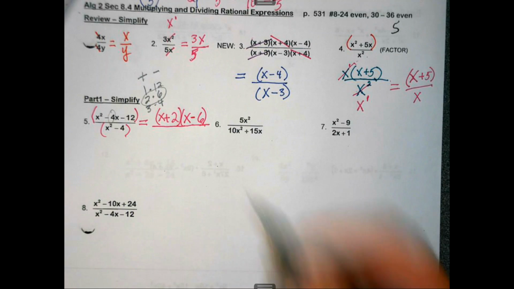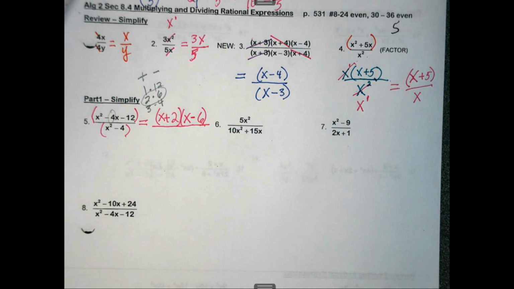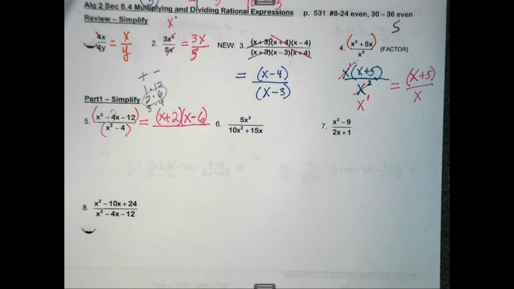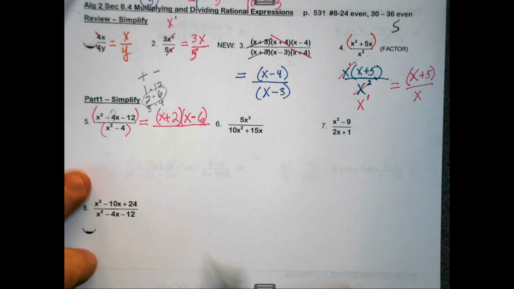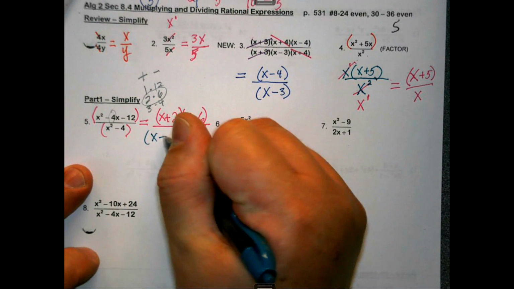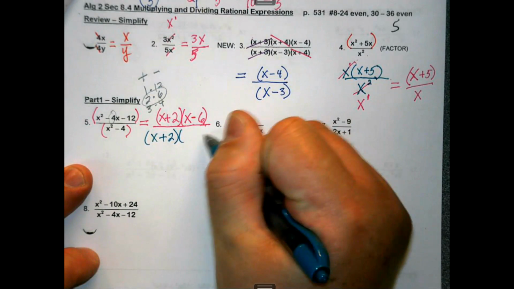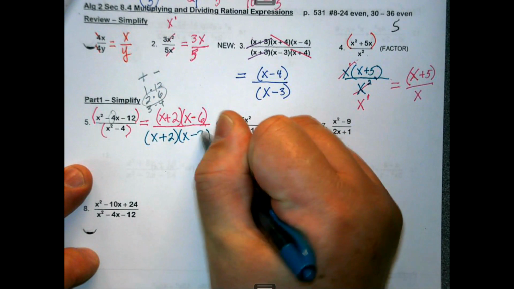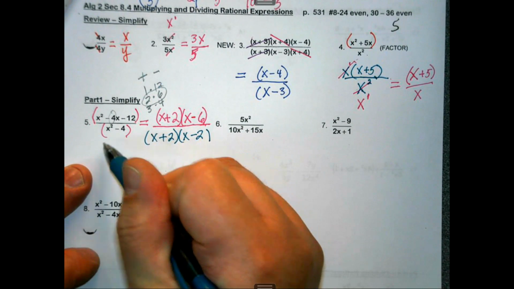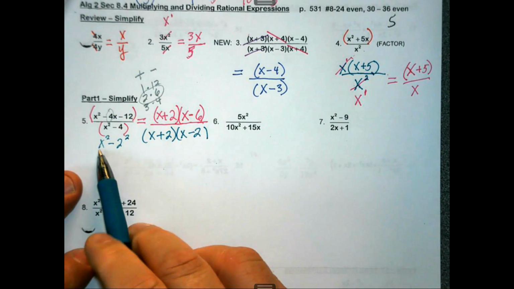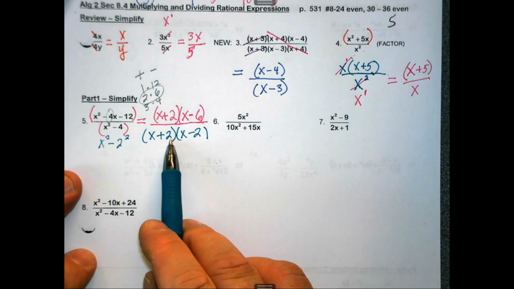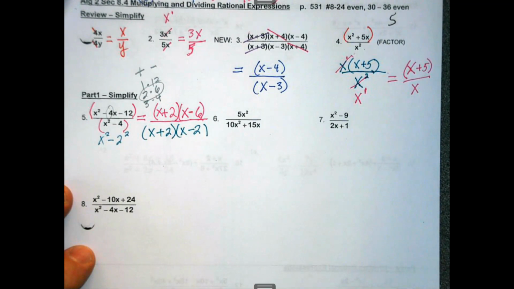Now the denominator. I have x squared minus 4. Anybody recognize what type of problem that is? You just do x plus 2 and then also x minus 2. Good. It's a difference of squares. This is x squared minus 2 squared, so the bases are x and 2. x plus 2, x minus 2.